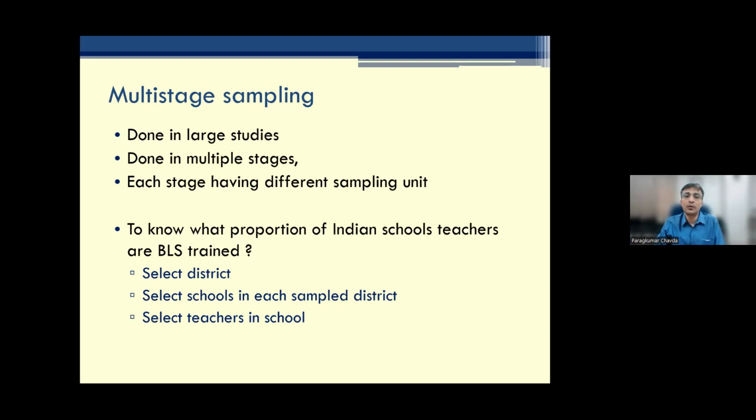So I'll select a particular district first. Within the district, I'll come out with a list of all the schools. I will not go and do the study in all the schools. If the district has 300 schools, I might say that I'll go to only 30 schools. And within the schools also, there might be a lot of teachers, so I might sample teachers also from each school, right? So at the first stage, I'll select some districts. At the second stage, within those districts, I'll select some schools. And in the third stage, I'll select some teachers from each of those schools. So that's multi-stage sampling.